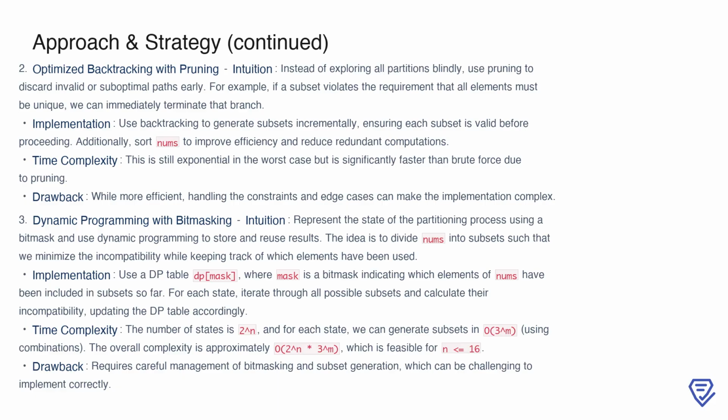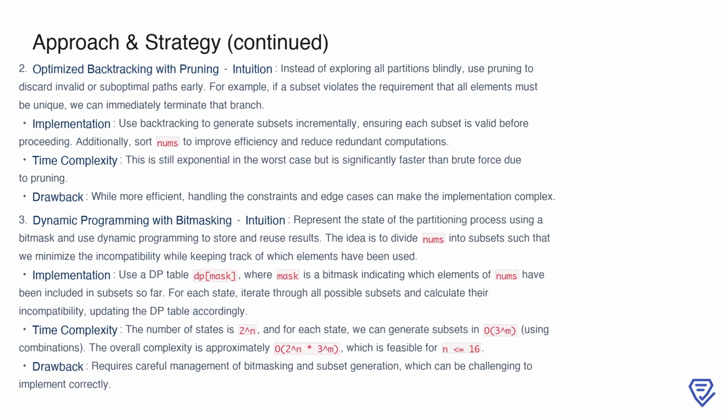This approach incrementally builds subsets, ensuring that each subset is valid before proceeding further. Sorting the input array, nums, also plays a role in reducing redundant computations and improving efficiency. While this optimization significantly reduces the number of paths explored, making it much faster than brute force, it's still exponential in the worst case. Additionally, managing the constraints and edge cases can make the implementation quite complex.